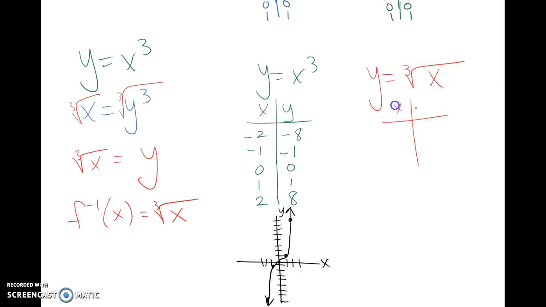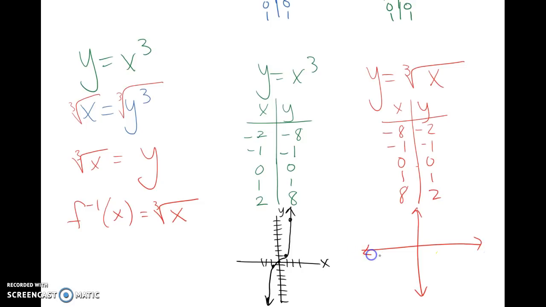our t-chart, just like when we're solving, you just switch your x and y. So -8, -1, 0, 1, and 8, and -2, -1, 0, 1, and 2. So let's see what the graph looks like, and let's see if we're going to have to restrict our domain or range like we had to for the quadratic.